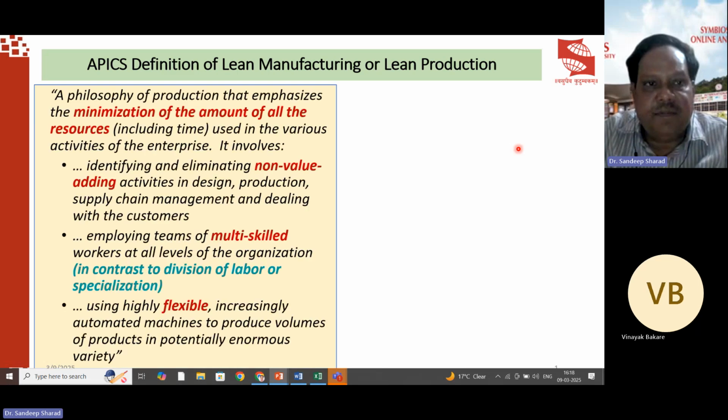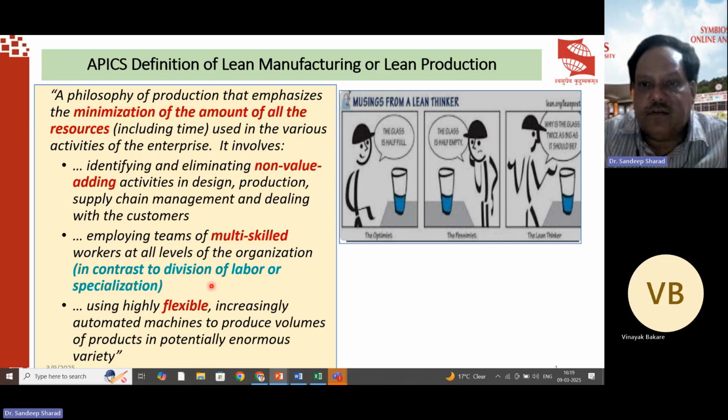As far as the APICS definition of lean manufacturing or lean production is concerned, it is a philosophy of production that emphasizes the minimization of the amount of all the resources, including time, used in the various activities of the enterprise. It involves identifying and eliminating non-value-adding activities in design, production, supply chain management, and dealing with customers, employing teams of multi-skilled workers at all levels of the organization, in contrast to division of labor or specialization. We'll just go with this diagram.